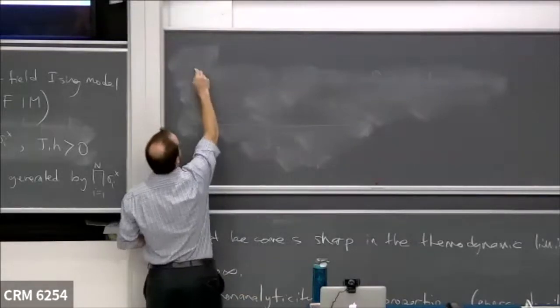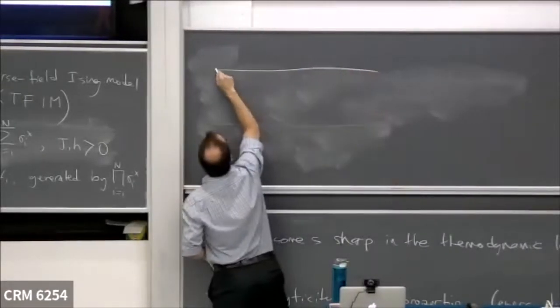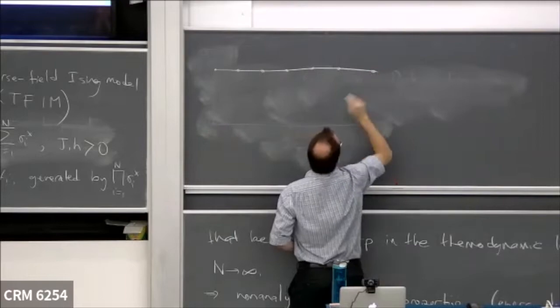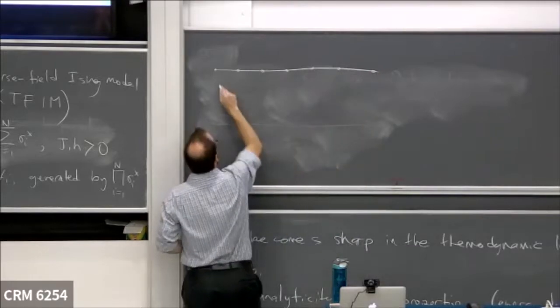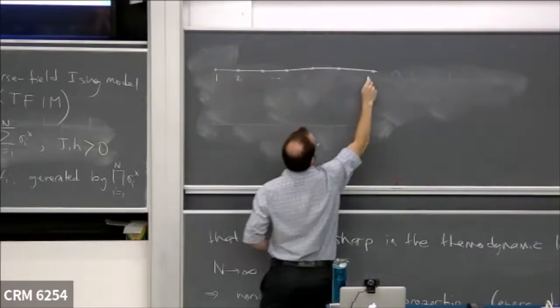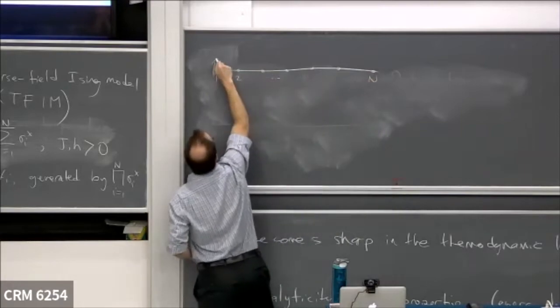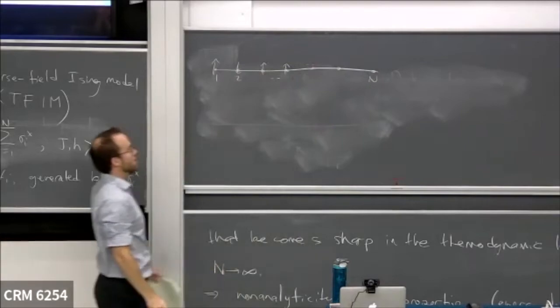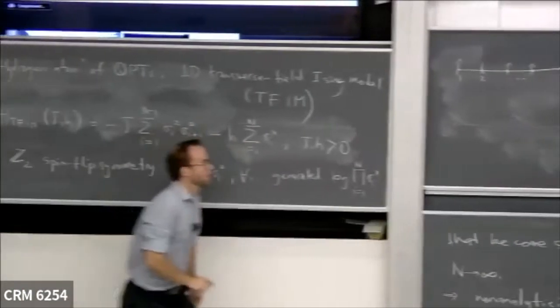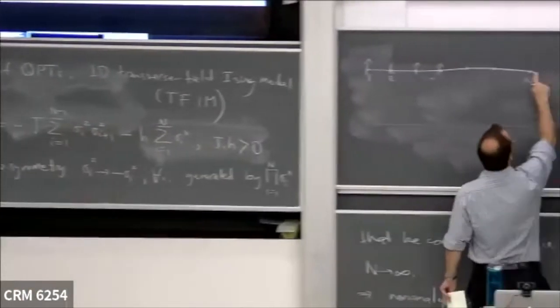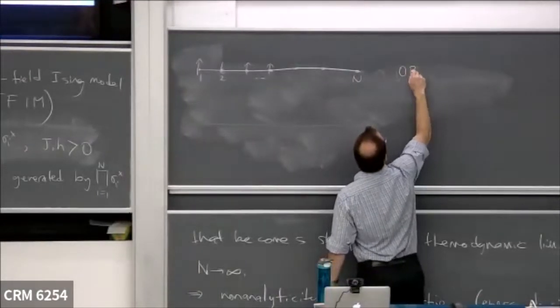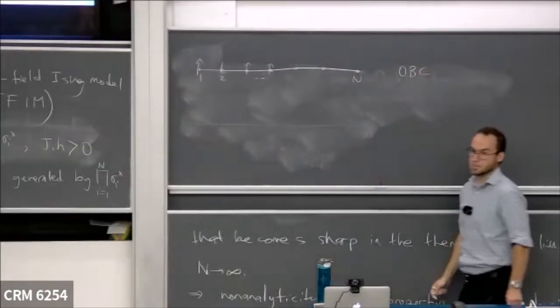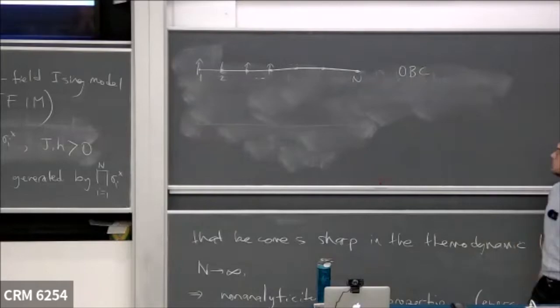Again, just to draw things, we'll have a chain of N sites: 1, 2, 3, and so on, and then we have some sort of localized magnetic moments on these sites. I'll try to be careful here. Consideration of boundary conditions is actually important to get the physics right, and so here I'll be considering open boundary conditions.